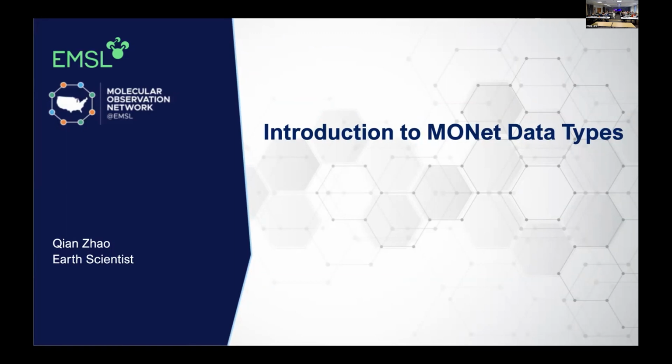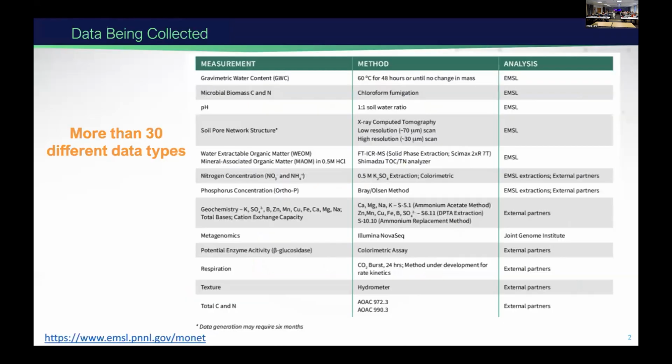I oversee the different data types generated throughout our lab and also the JGI and the NEON network as well. So here, I think everyone is here for our MONet database. So data is the center. I will go through the full list of the data sets that we provided through the MONet program. Here is a table showing you all the data types that we provided. You can find this on our MONet website as well.